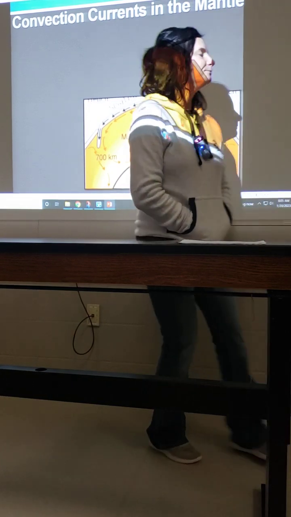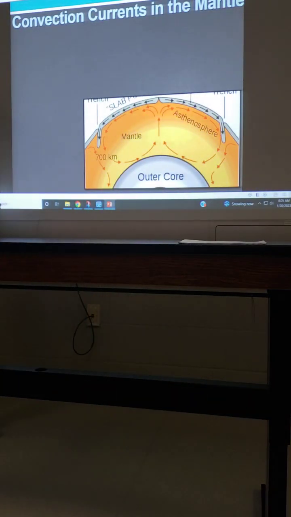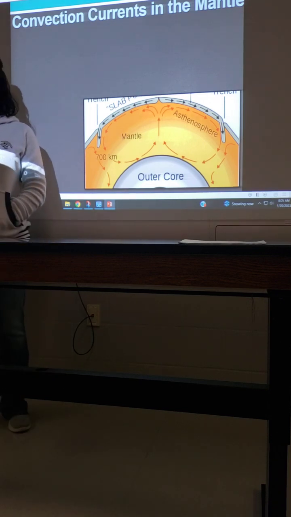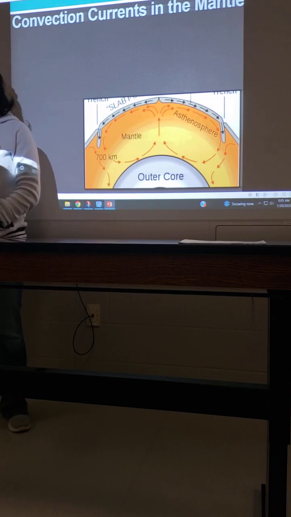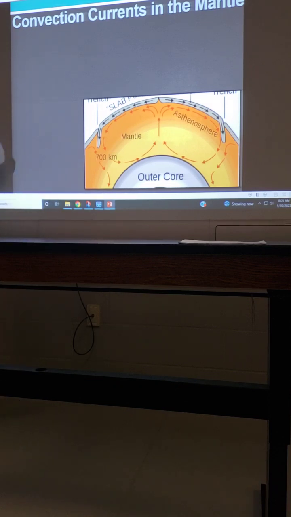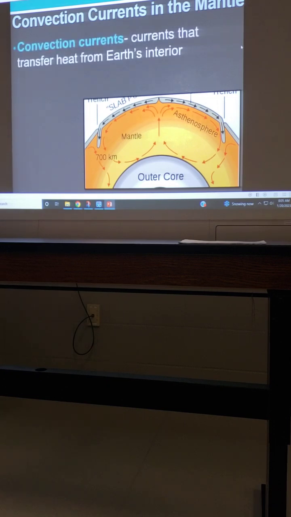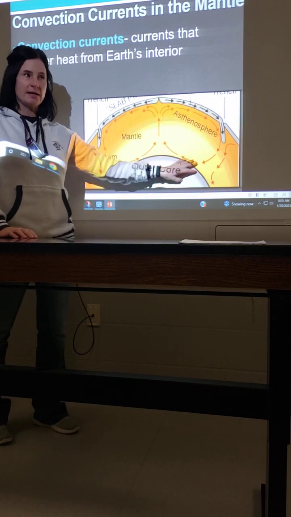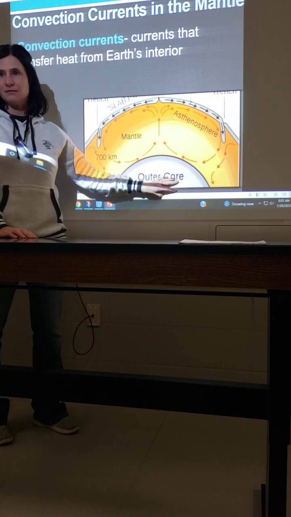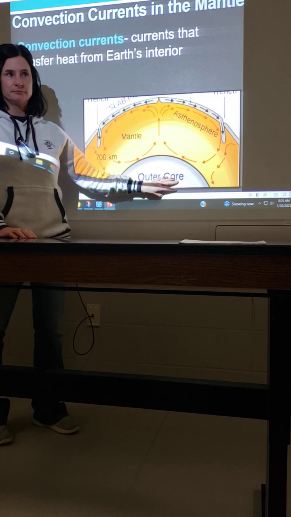So, awesome. So we have the same exact process, but now it's not in an ocean and we're not talking in a gas, like in our wind or air. We're talking about in the asthenosphere area. So, these are the currents that transfer heat from the Earth's interior. So the core, which is right here, is hot, very hot, right?